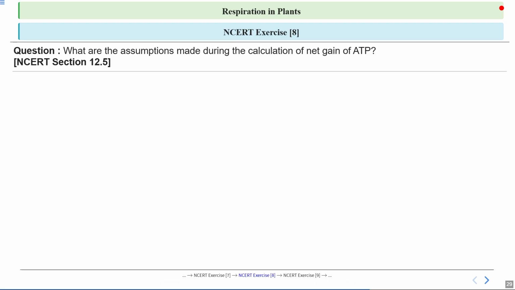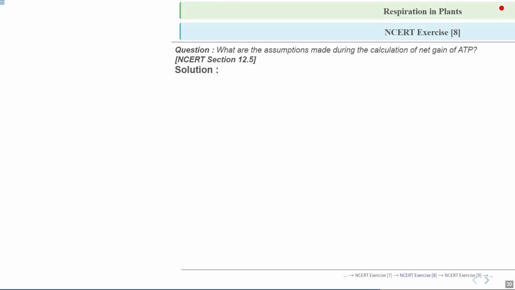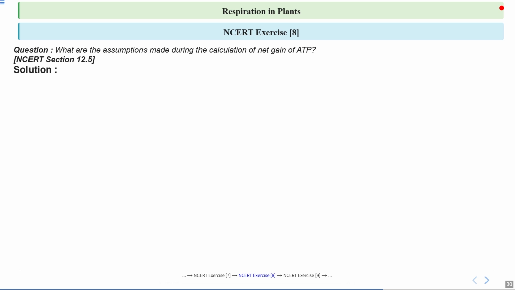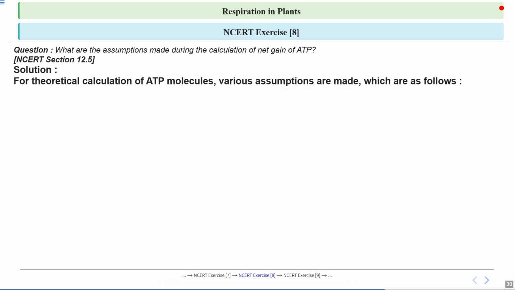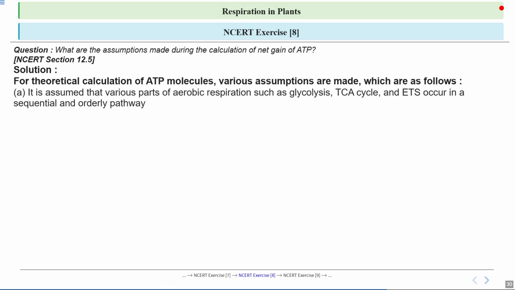Now let's look at the next question. What are the assumptions made during the calculation of net gain of ATP? Let's look at the solution. So for the theoretical calculation of ATP molecules, there are various assumptions that were made. So let us look at those assumptions.